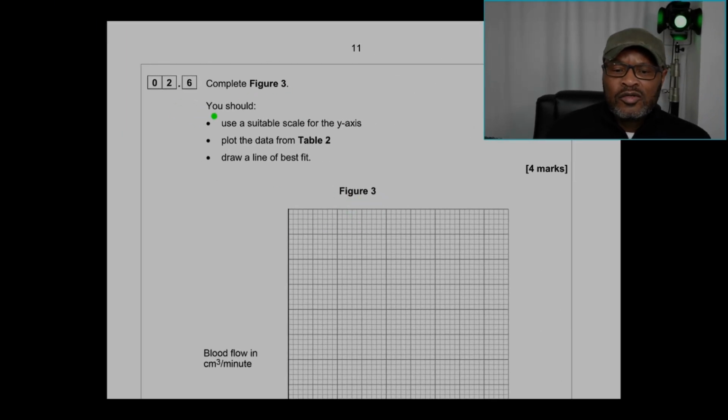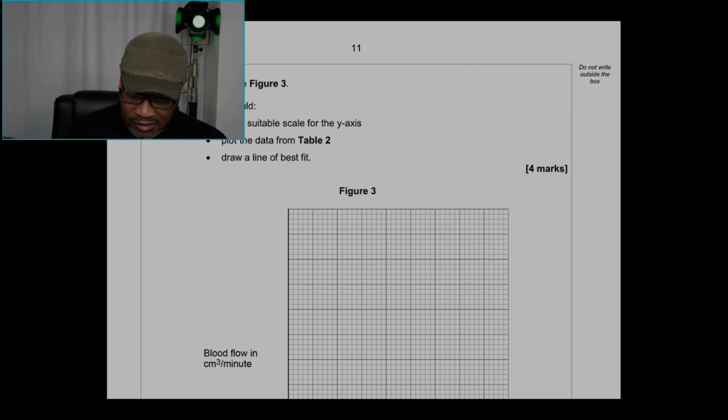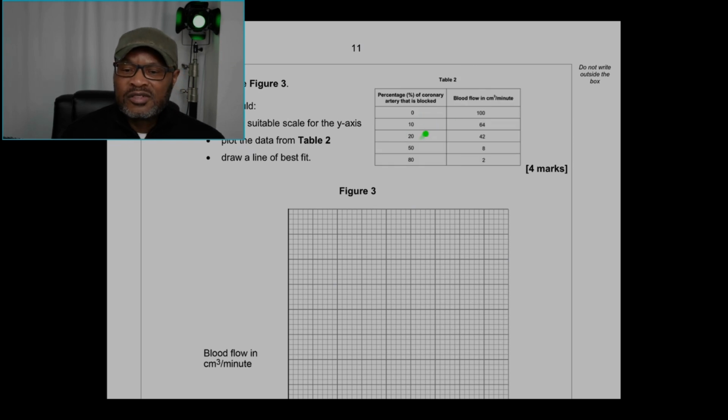Question 2.6. Complete figure 3. Here's figure 3. You should use a suitable scale for the y-axis. Plot the data from table 2. Draw a line of best fit. So let's get the table 2 data here. We can see it, so we're going to plot that.